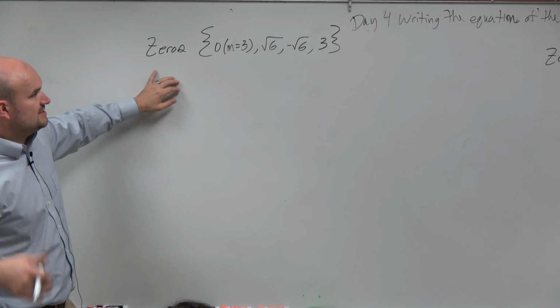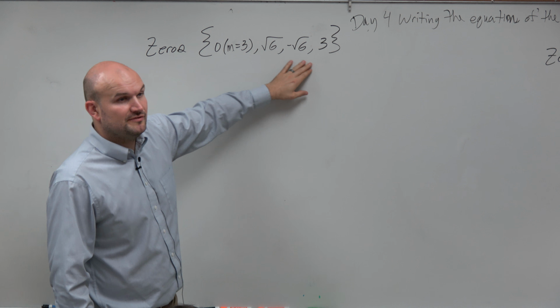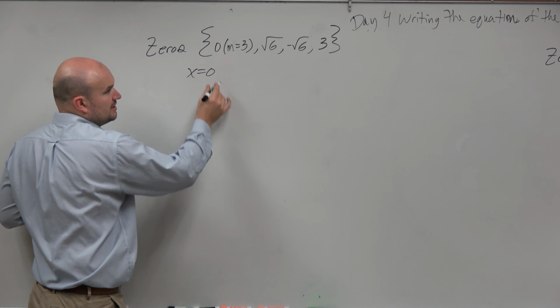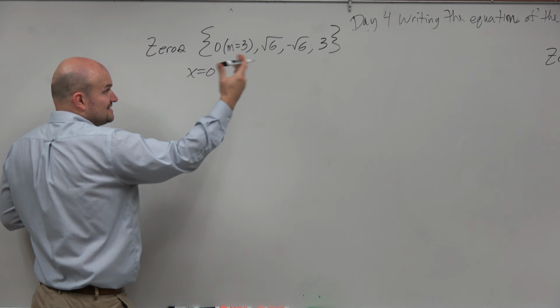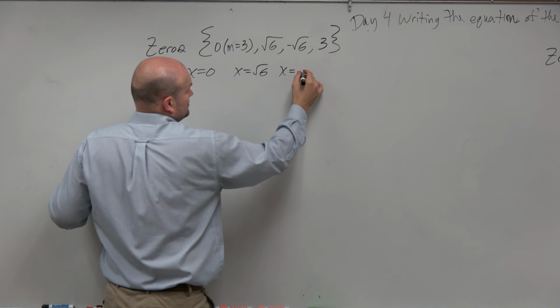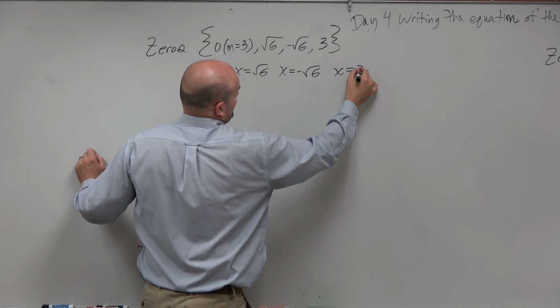In this one, again, guys, if you're struggling with this or trying to make conceptual sense, the best thing to understand when you're given zeros, especially in set notation, is just remember every zero can be set equal to zero, just like how we solved them over there. x equals 0, x equals square root of 6, x equals negative square root of 6, and x equals 3.